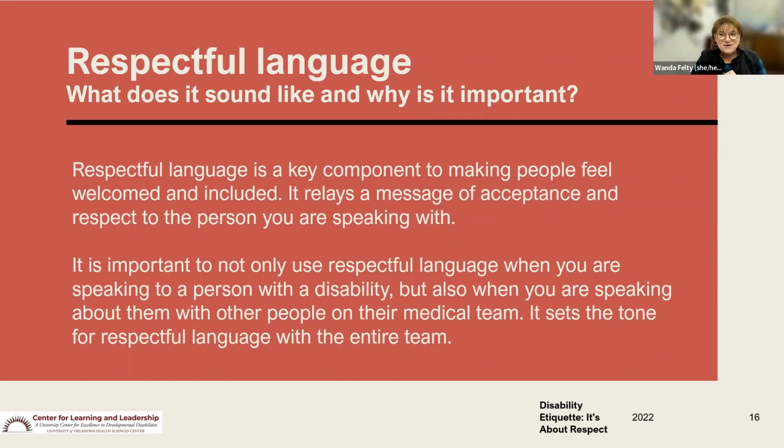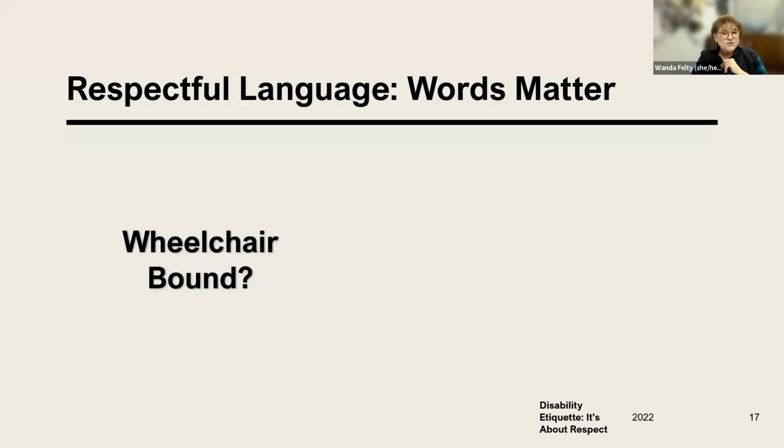So we're going to go into some examples. These are thought-provoking. They're here to make you think. So the first one is wheelchair bound. I want you to get a picture of what you think a person might be saying if they say there's a man who is wheelchair bound. What would you think? You got the picture in your head?